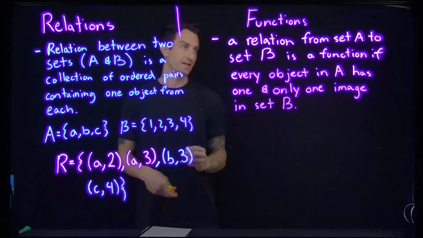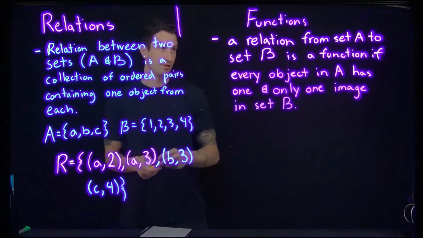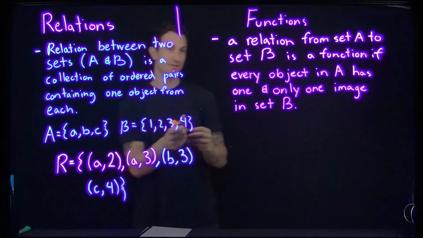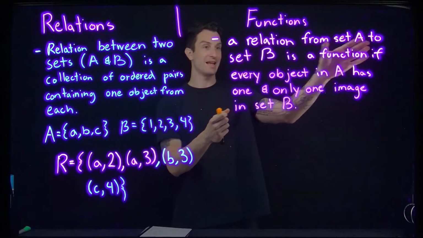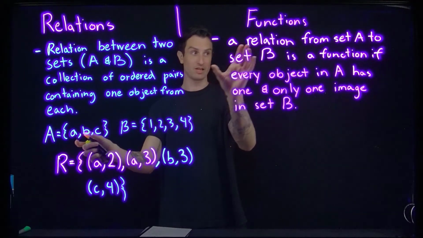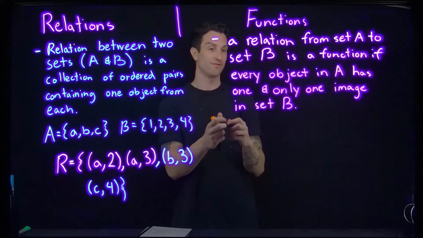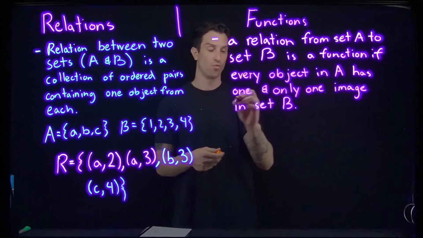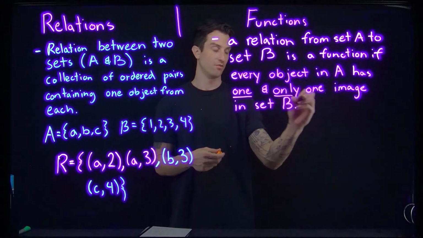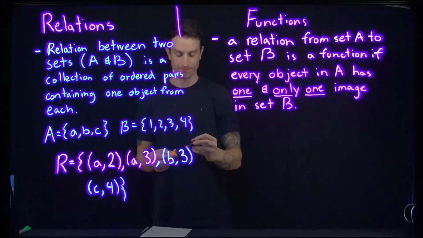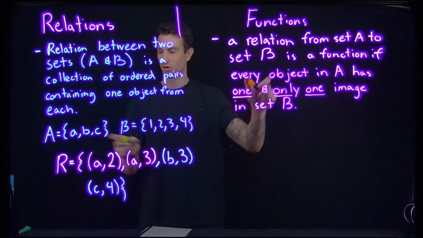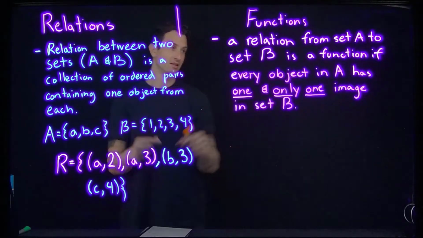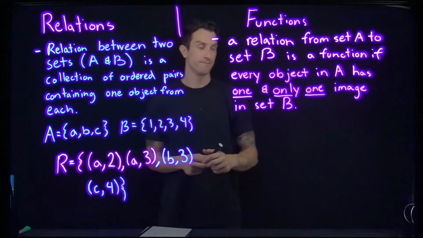So we'll discuss this definition. Again, a function is a relation, but it has an extra qualification. If we read this, a relation from set A to set B is a function if every object in A has one and only one image in set B. Now you'll notice I use the word objects over and over again. If you see in your book, they might call them elements. That's fine, either word is okay.